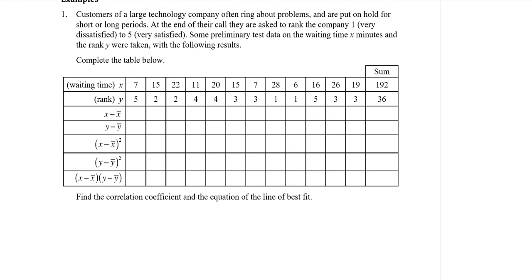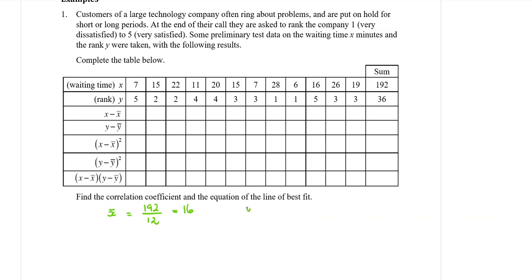I'm going to have to find that before I can put it in my table. So in the space down here below, to find the average of the X values, I'm going to have to add up all of those X's, which is already done for me. Here it is, 192. And I'm going to have to divide by the number of scores, which is 1, 2, 3, 4, 5, 6, 7, 8, 9, 10, 11, 12. So 192 divided by 12 is 16. So average of the X is 16.